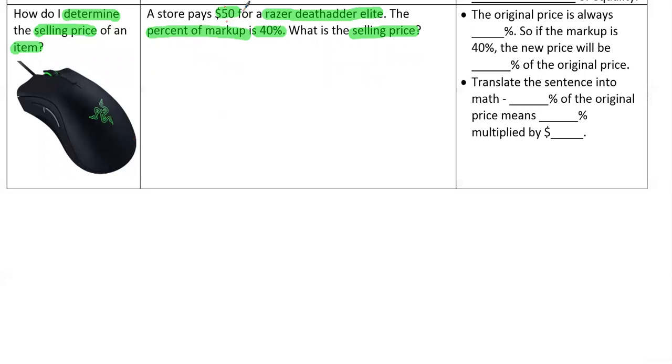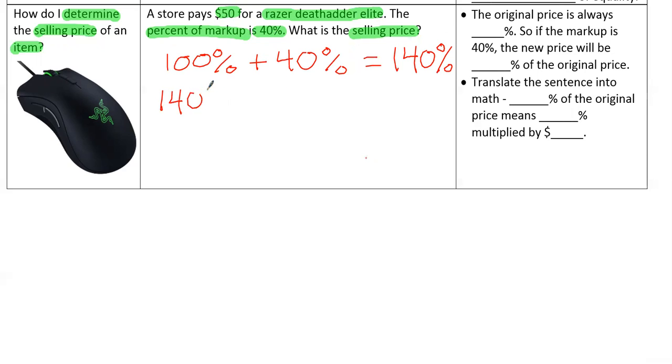Now remember, the original price is always 100%. So that $50 is 100%. The markup of 40% is going to take 100% up to 140%. So we have the original price plus the percent for the markup, and that will equal the selling price, which will be 140% of the original price, right? So 140% of the $50 that they pay will equal the selling price. And I'm just going to put a dollar sign because I don't have any more space.